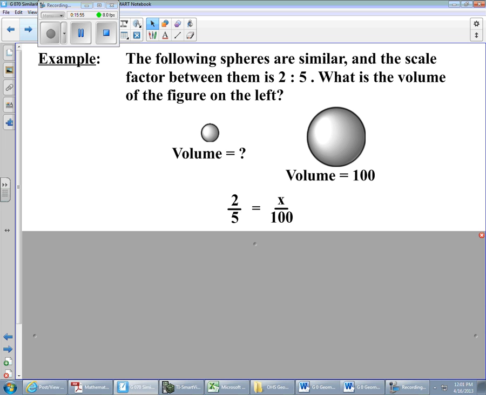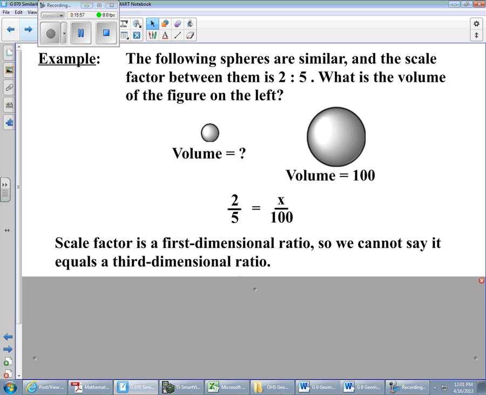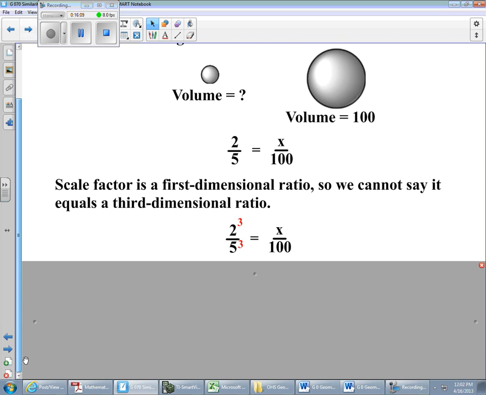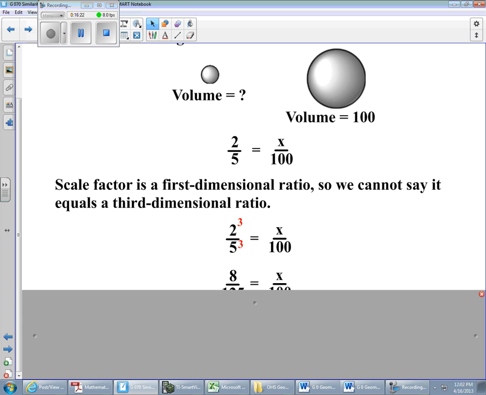Okay, and then saying, okay, what would that do to the volume? Okay, well, let's have a look. Scale factor is a first dimensional ratio. We cannot say it equals a third dimensional ratio. So we'd have to cube that change in order to examine what it would actually do. Okay, well, we got some bigger numbers here. I think we know what 2 cubed is. 2 times 2 times 2, 8. 5 times 5 times 5. Okay, well, 5 times 5 is 25, and 5 of them would be 125.